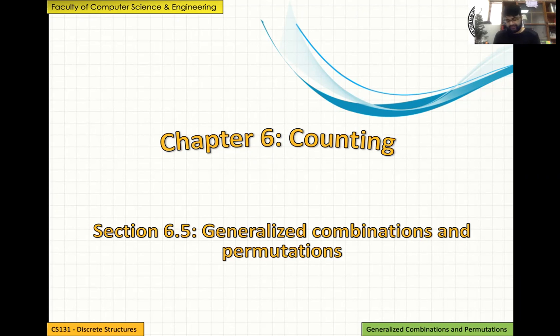Then we discussed some of the important topics of maths, which are combinations and permutations. And this was then followed by some applications of combinations in the binomial theorem and binomial expansion. In this particular lecture, we are going to be talking about section 6.5, which is generalized combinations and permutations. It is going to build up on the concept of permutations and combinations and give a more generalized formula for them. So without further ado, let's talk about the generalized combinations and permutations.